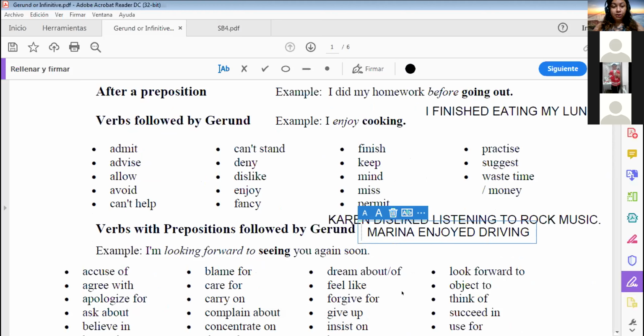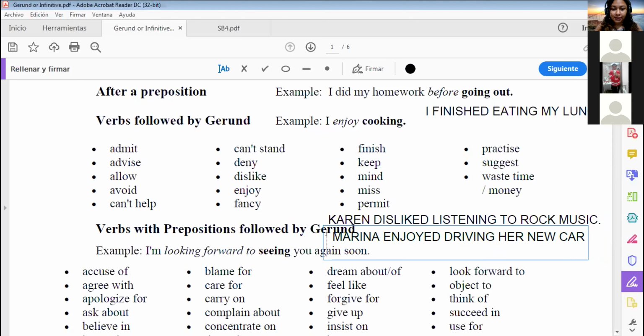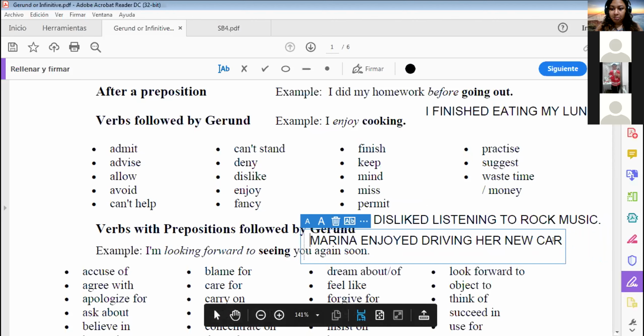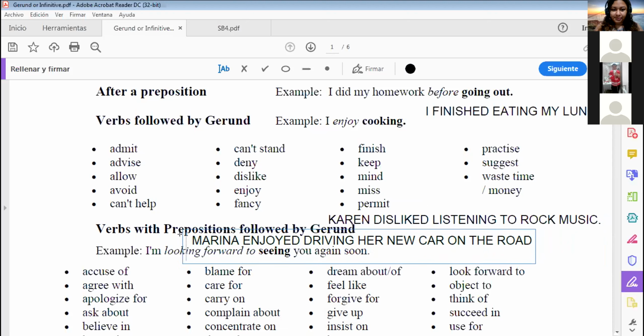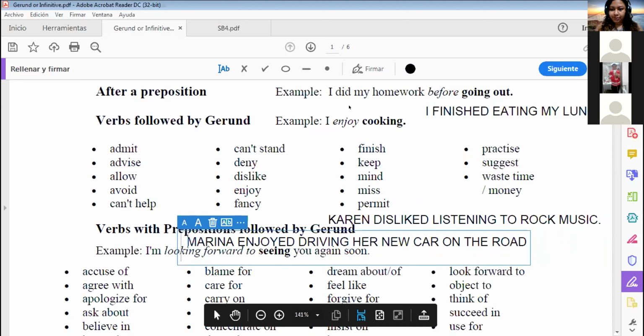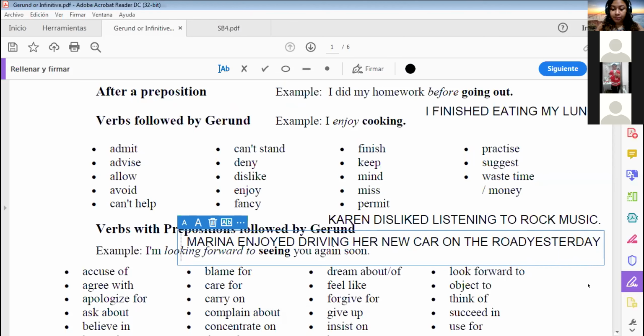That's a nice one. Driving where? Her new car. Wow. She enjoyed driving her new car. Give me a specific situation. When? Because we're speaking about the past. Yesterday. On the road. Okay. On the road. Good. We say yesterday or last week? What do you want? Yesterday. All right, you see? So we're speaking about the past.